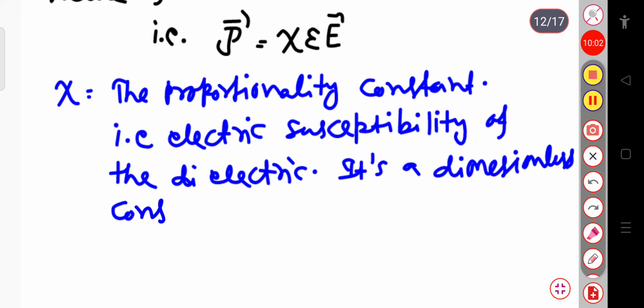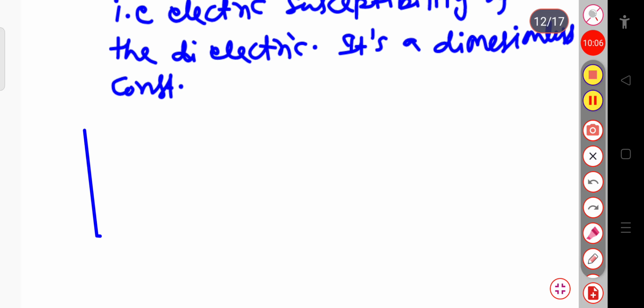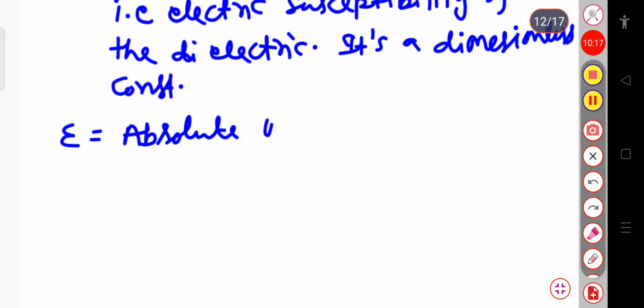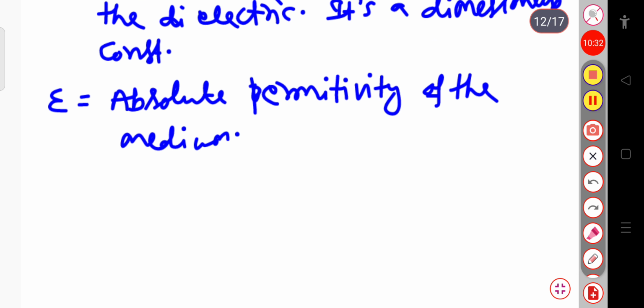Okay. And also this epsilon is nothing but the absolute permittivity of the medium. Permittivity of the medium. Okay. So now we can write the net electric field.